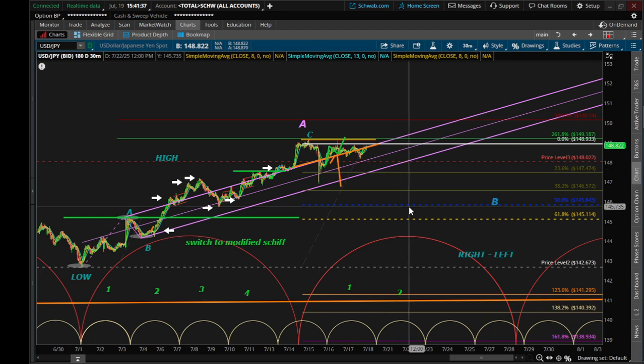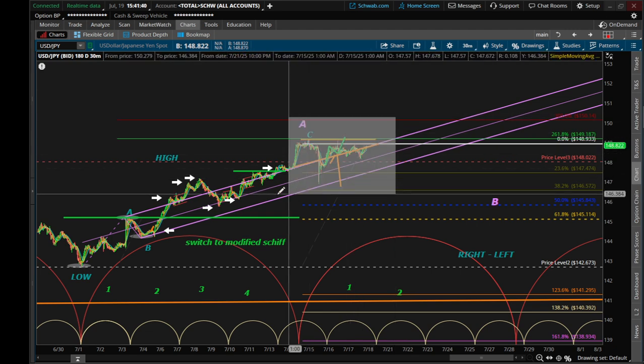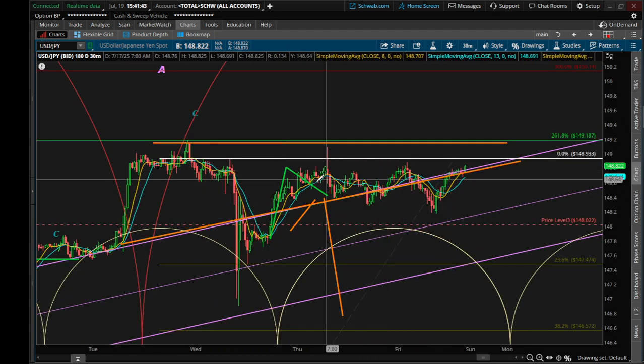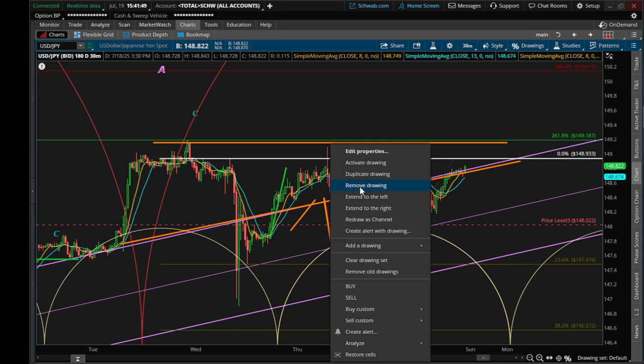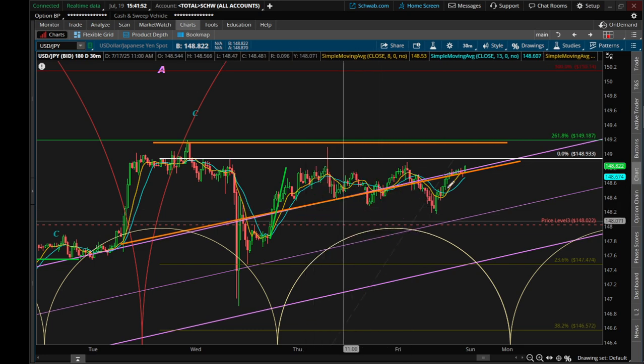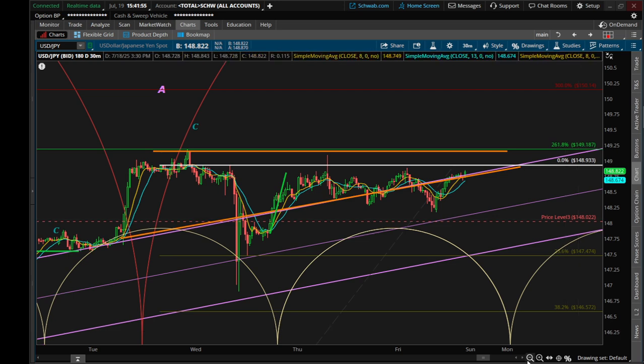So I think that's it. Let me take out this because that has happened. The bearish move did not happen. So let's predict this move here. So from the top we have 3 moves down, 3 moves up, so A, B, C. Yeah, this could be E here, and we go on up.